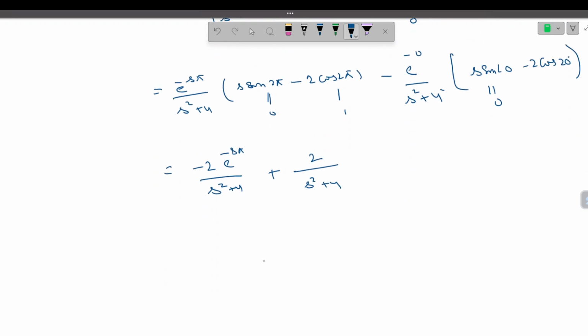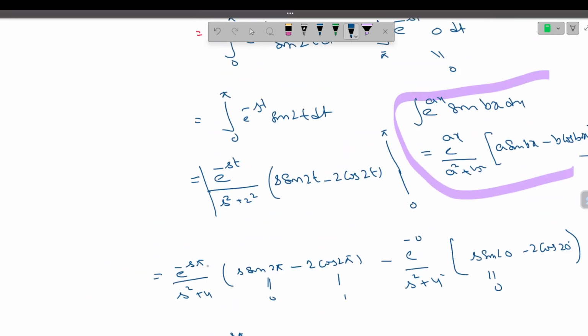After this, can we simplify anything? The denominator is the same, so 2 common, 1 plus e to the power of minus s pi, divided by s square plus 4. That is the Laplace transformation of g(t), where g(t) is the signum function. That's it.